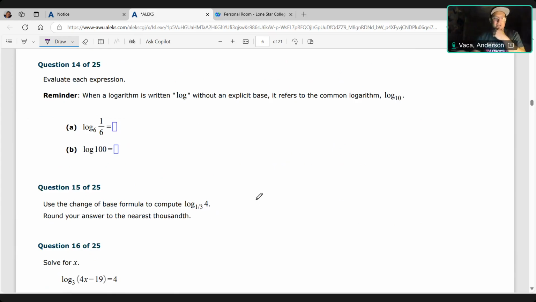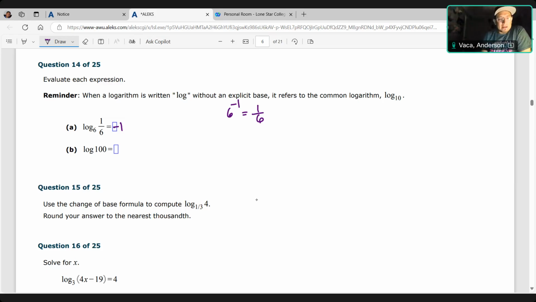Evaluate the expression. So basically, 6 to what power will give us 1 over 6? That will be -1. Remember, it's those negative exponents that turn the base into a fraction. That was a little thing we said in class that can help us remember what negative exponents tend to do.